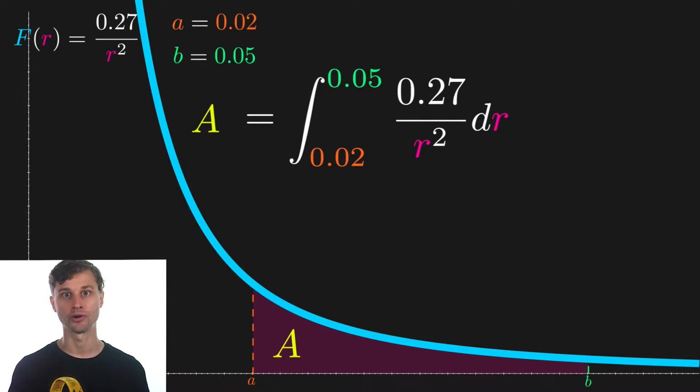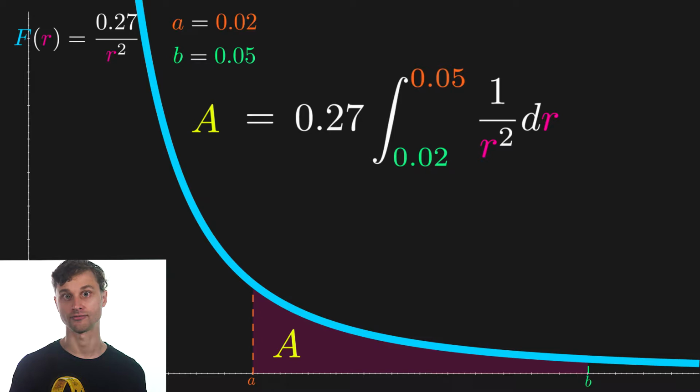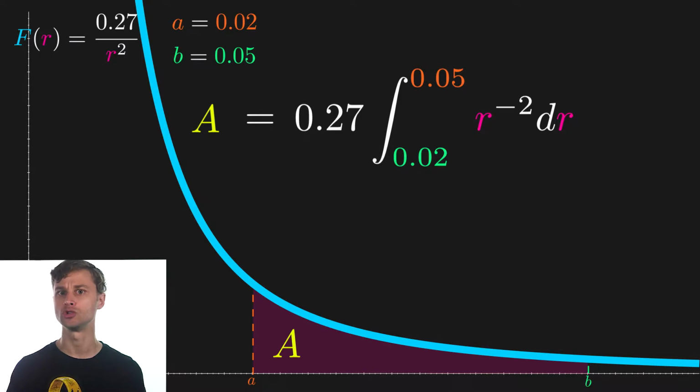Now I can use various properties and rules to solve this. For instance, I can take the 0.27 factor outside the whole integral, because that's a constant factor. And I'm going to rewrite 1 over r squared as r to the negative 2 power, so that I can use the power rule. So my area is now equal to 0.27 times the integral from 0.02 to 0.05 of r to the negative 2 power dr.